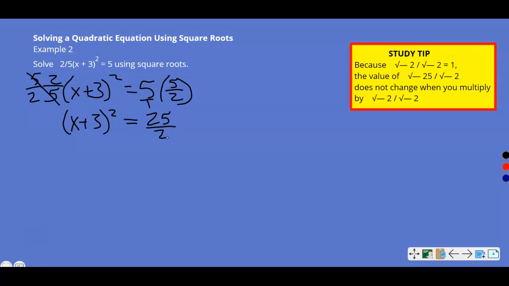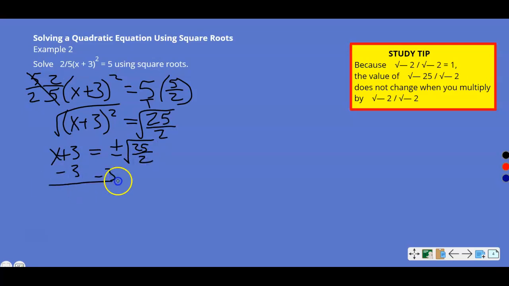All right, now if I solve using the square root, I'm going to take the square root of both sides. So the square root cancels the squared term and leaves just x plus 3. But when I take a square root, I have to have a plus and minus. So I'm going to have two answers here. So I'm going to have plus or minus the square root of 25 over 2. And now I'm going to subtract 3 from both sides. What I'm doing is trying to get x by itself. That's how we solve for x. So we're going to have negative 3 plus or minus the square root of 25 over 2.